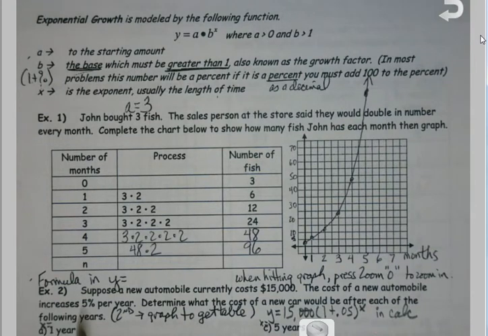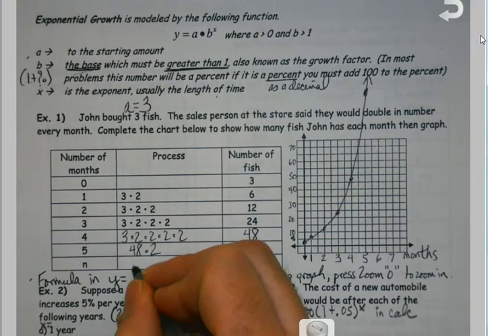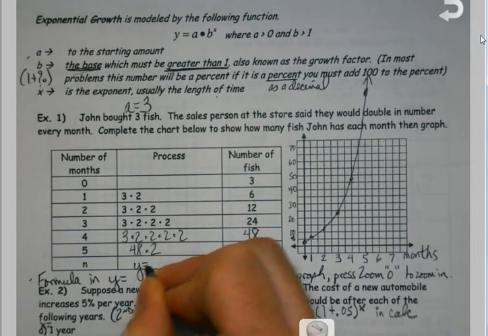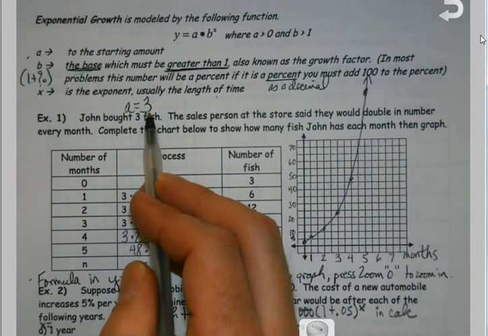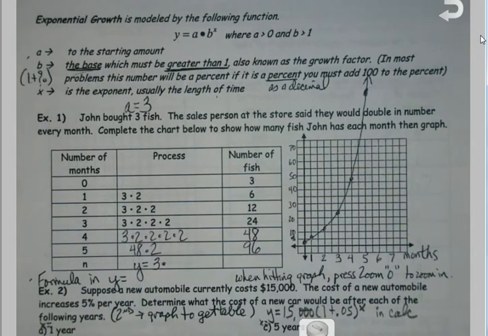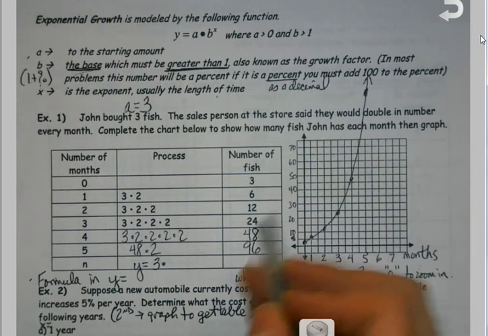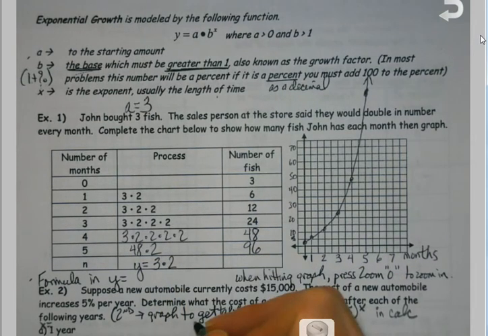So you're like, wait a minute, number of months n? That's not a number, it's a letter. But it lets us talk about it in general. So what we're going to do here is, my equation would be y equals, I start with 3, so that's going to be my a value. And then the amount that it goes up each time, I'm multiplying by 2, would be my b value.